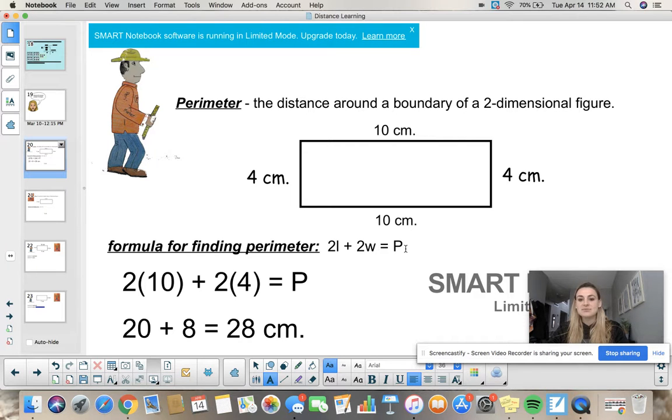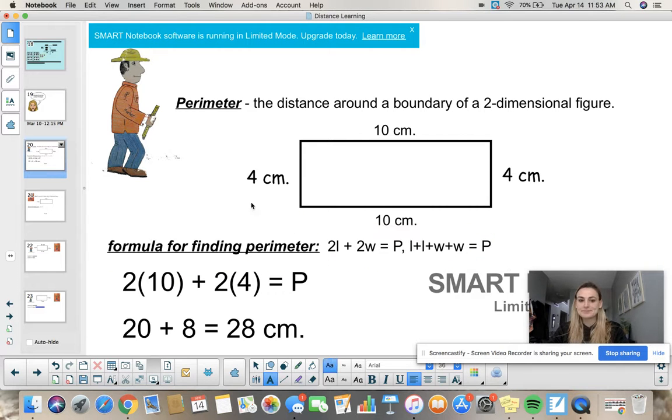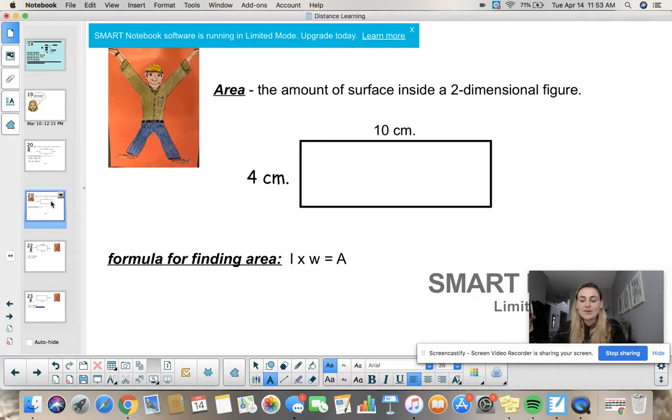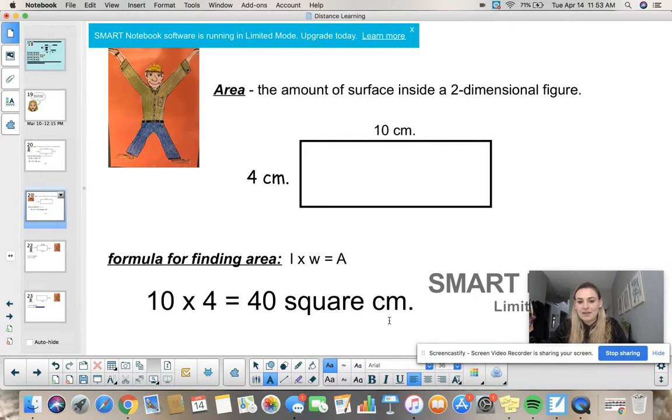If that formula is confusing, you can always just add length plus width, and that will get you the perimeter. Area is the next thing we're going to talk about. Area is the amount of surface inside a two-dimensional figure. To find area, you are going to do length times width. That is the formula for finding area. The length in this example is 10, times the width is 4, and 10 times 4 is 40 square centimeters. Whenever you are recording an area, it is important that you write square in front of the unit.